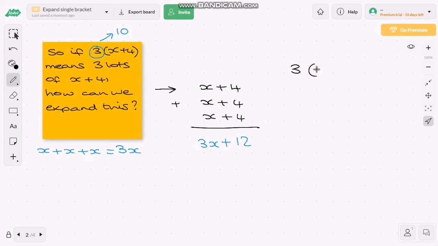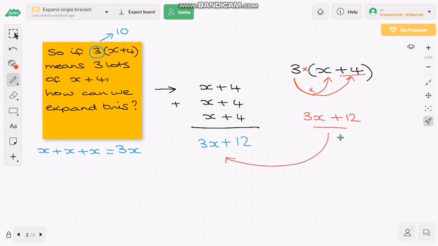So if you've got 3(x + 4), well, we now understand that what we're doing is 3 times x plus 4, 3 lots of x plus 4. So there's an invisible multiplication sign there. And what we do is we do 3 times x, okay, and 3 times x is 3x. And then we do 3 times positive 4, and 3 times positive 4 is positive 12. And there you go. We've got the same answer, okay, but much quicker.